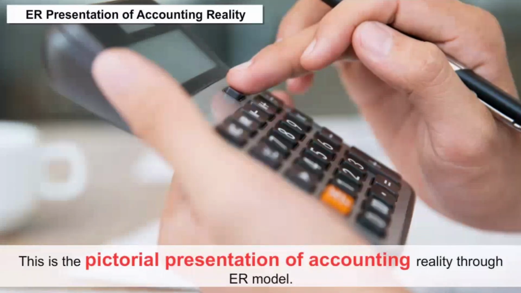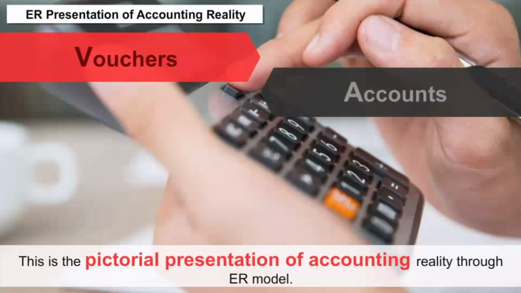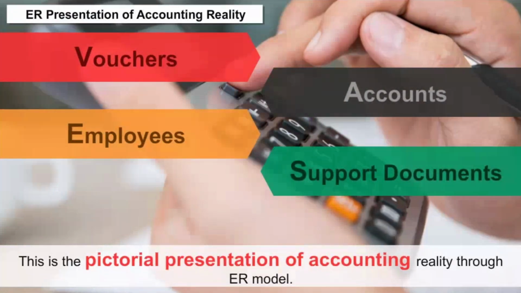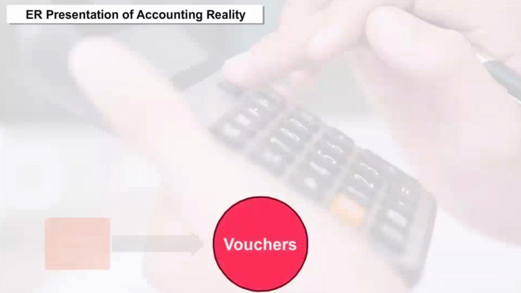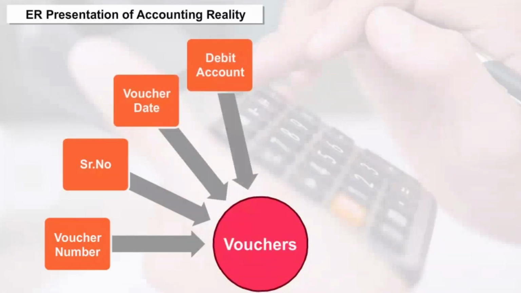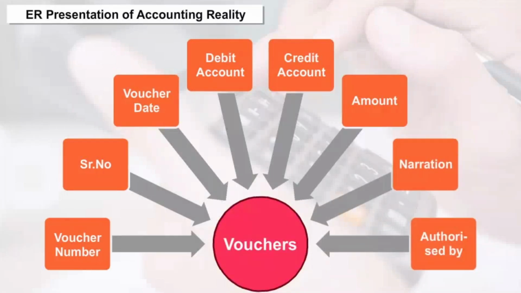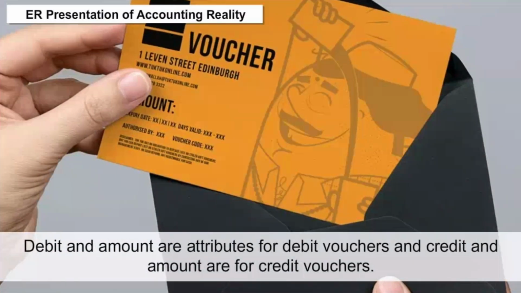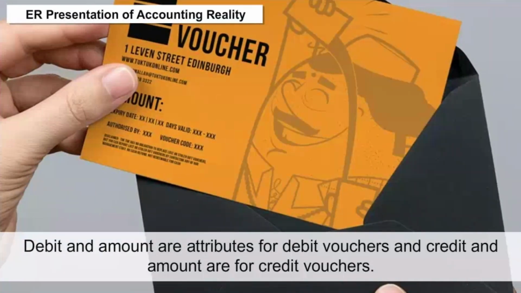We are taking 5 entities to explain the accounting reality: vouchers, accounts, employees, support documents, and accounts type. The vouchers entity, with attributes voucher number, serial number, voucher date of creating, debit, credit account, amount, narration, authorized by, prepared by, is used for storing transaction data. Debit and amount are attributes for debit vouchers, and credit and amount are for credit vouchers.